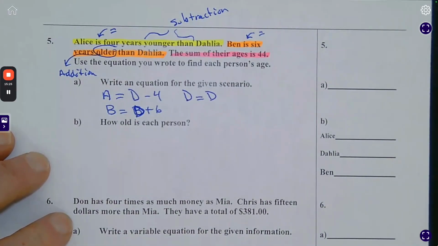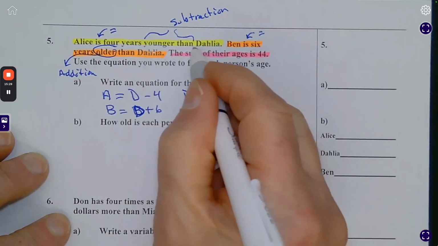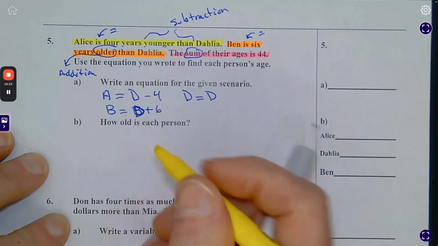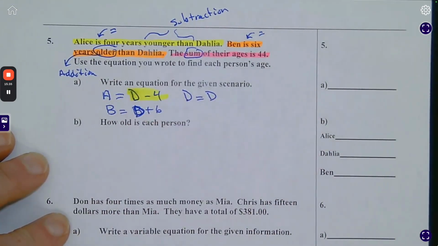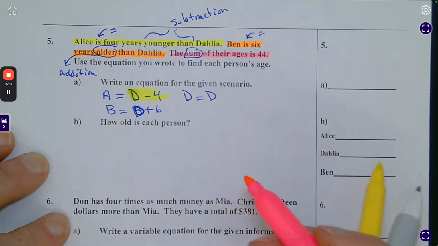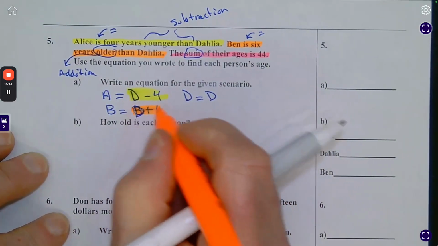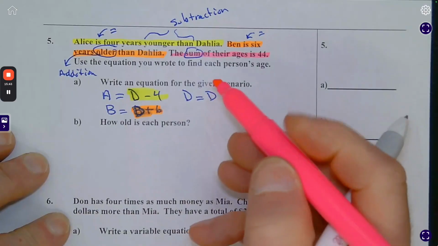Okay. Let's write our equation. The sum of their ages. Sum means addition. So I'm going to take this plus this. Got to get the right color. Plus this.